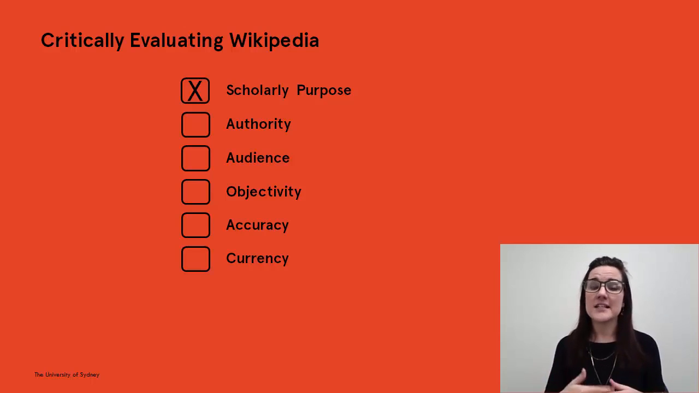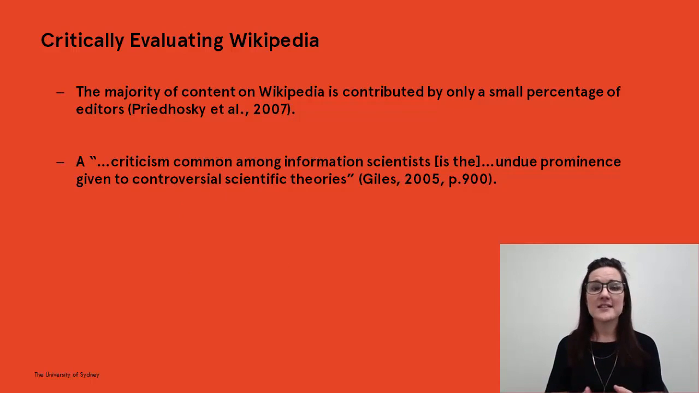The second criterion is authority, and this is Wikipedia's biggest credibility issue. Many people claim that most of Wikipedia's articles are actually written and maintained by academics or enthusiasts in the field, but this isn't always the case. In fact, one study suggests that the majority of content on Wikipedia is contributed by only a small percentage of editors, and as such, popular opinion often takes precedence over academic thought.